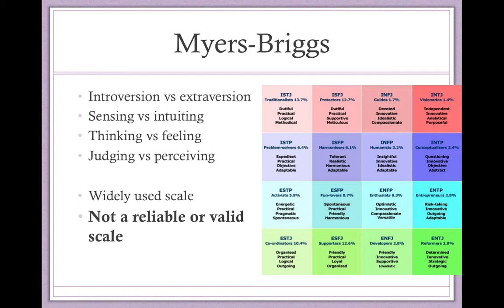It doesn't predict how well you'll do in school. It doesn't predict how well you'll do at a job. It doesn't predict how emotional you are. It doesn't have any sort of predictive power about life outcomes at all. So psychologists have pretty much determined that the Myers-Briggs personality test is not a reliable test for personality.